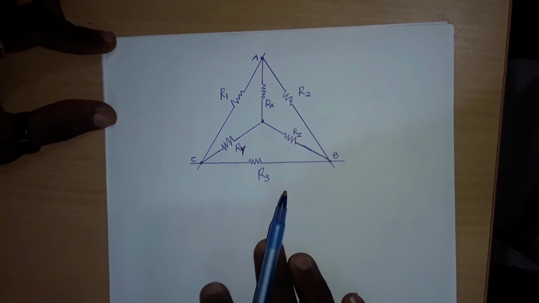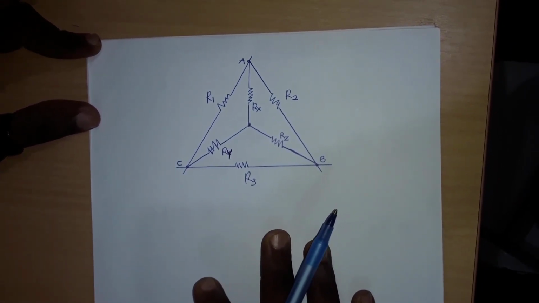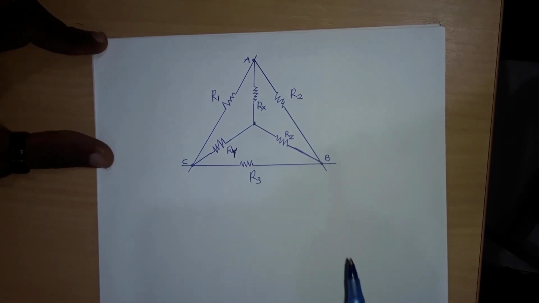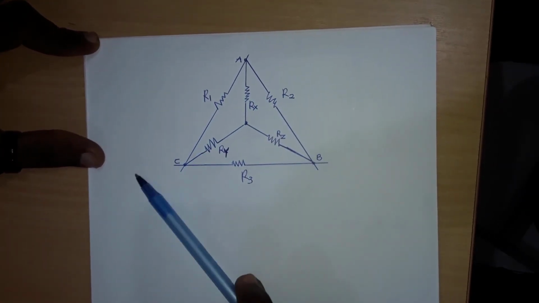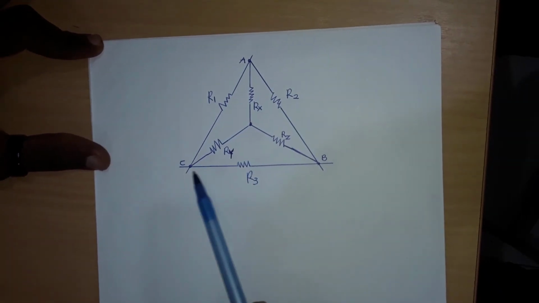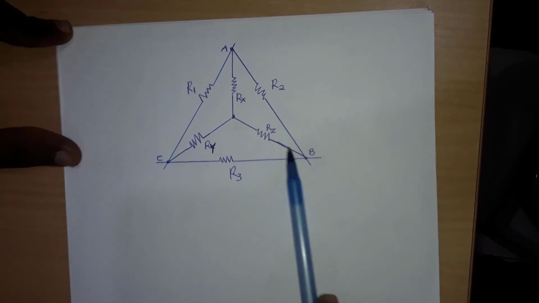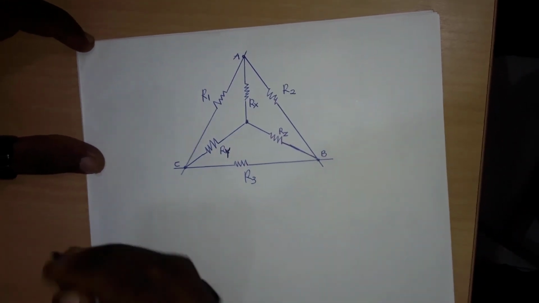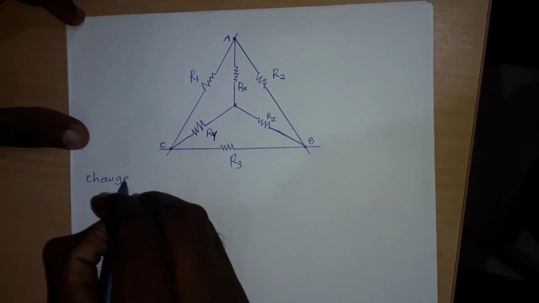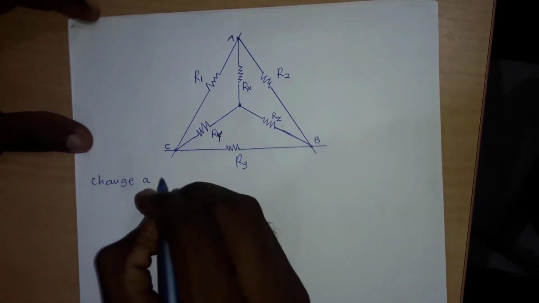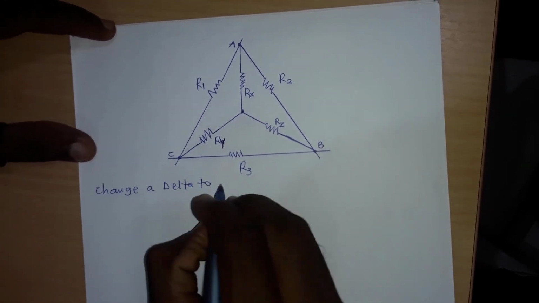So then, how do we transform a star into a delta, or a delta into a star? When you take a look at this diagram, you can see a delta here, and I have a star in between. So what if I want to change a delta to a star?